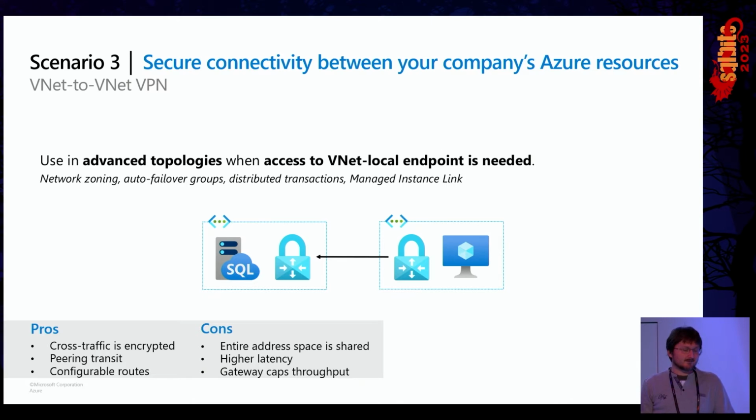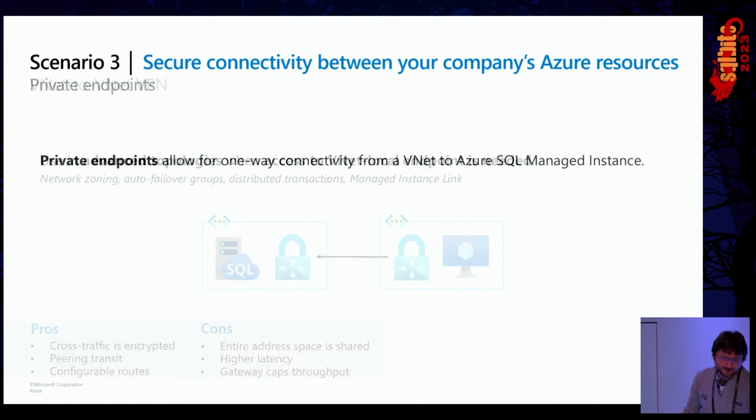You can use this to create advanced topologies when you really need access to the VNet-local endpoint, such as security and geo-zoning. Again, auto-failover groups, managed instance link, and so on. The pros are obvious. Cross-traffic is encrypted, and you have this peering gateway transit, and the routes are better configurable than if you were doing just peering alone. But the cons are that the entire address space is shared, there's higher latency, and of course, the gateway SKU that you have selected will cap throughput.